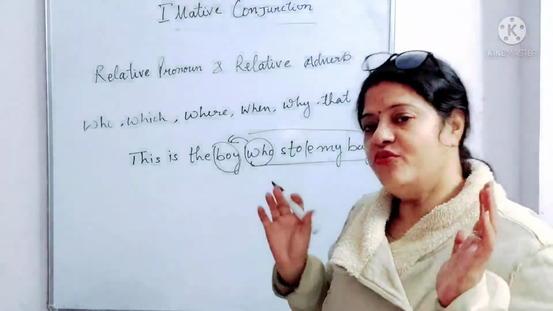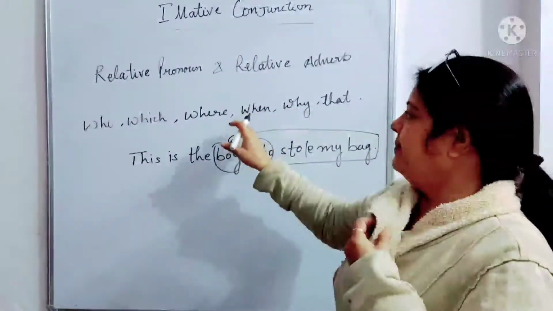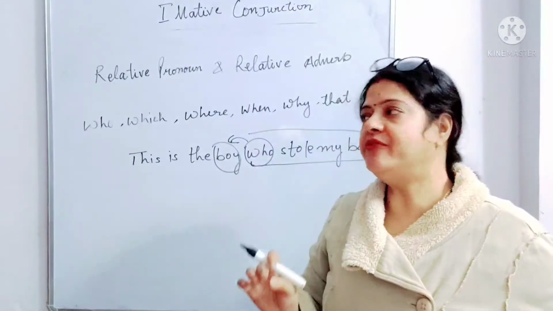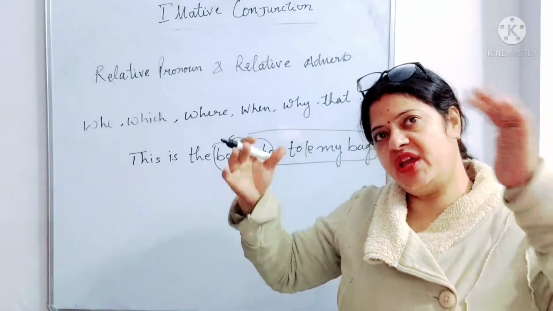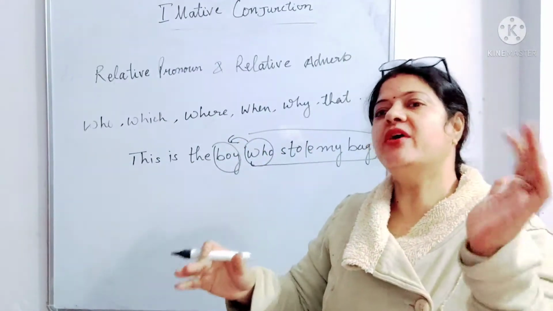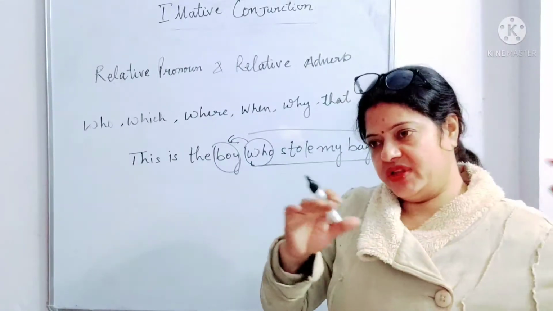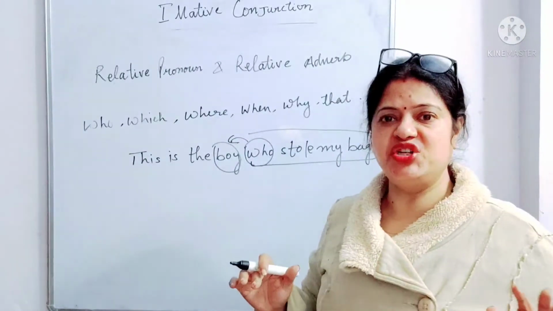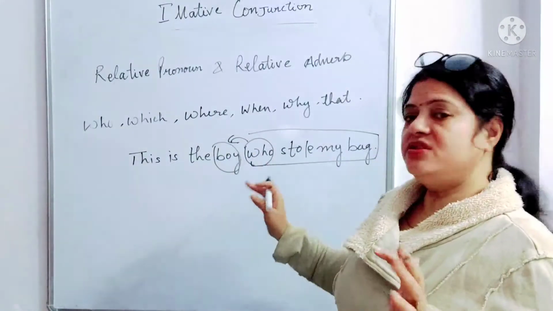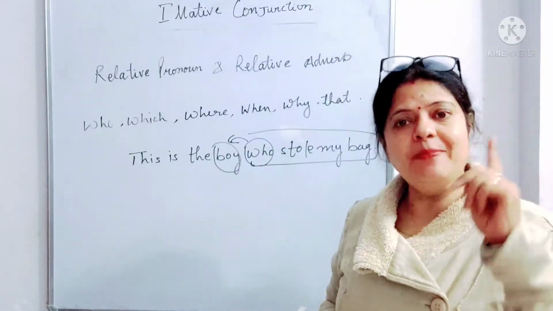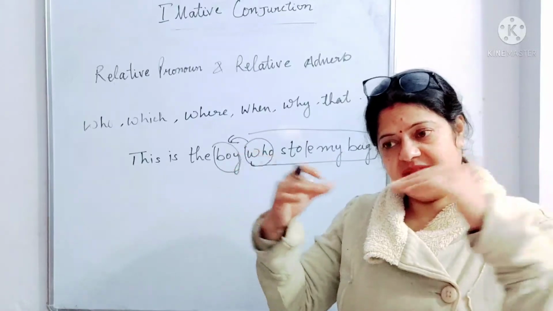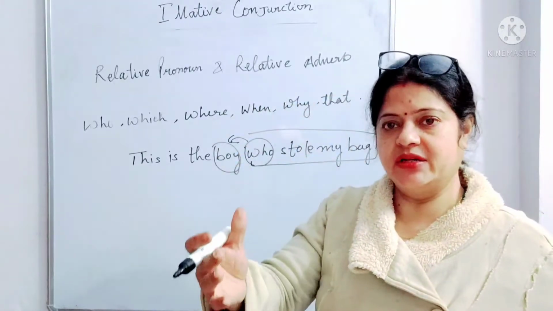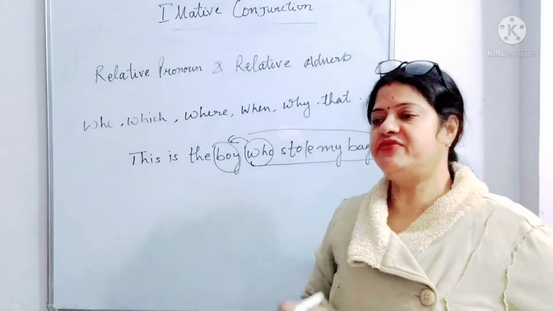So when we use a relative pronoun and relative adverb in a continuative sense, it means things are happening one after another, in continuation. So it is not describing one particular boy or one particular man. Things are happening one after another. It's called the continuative sense.